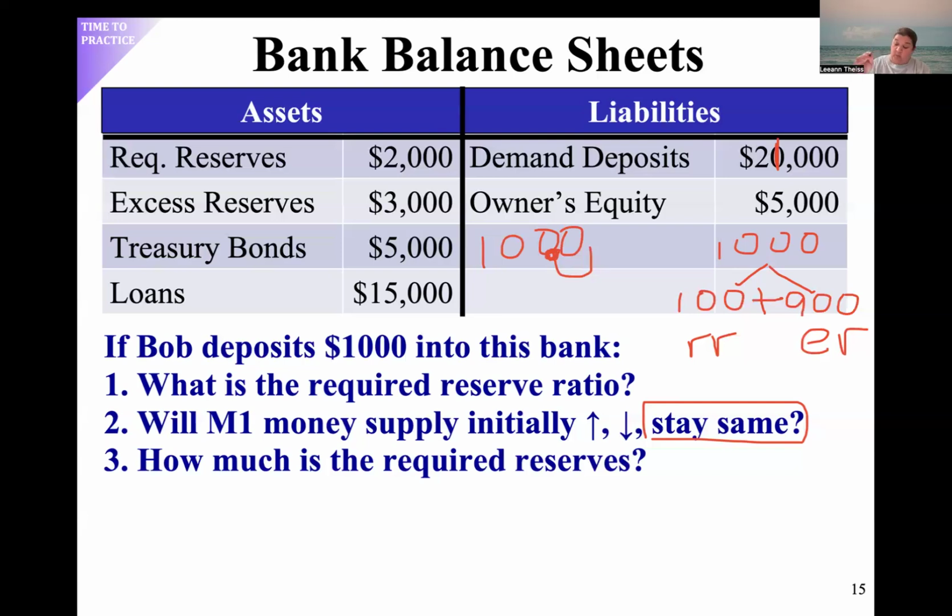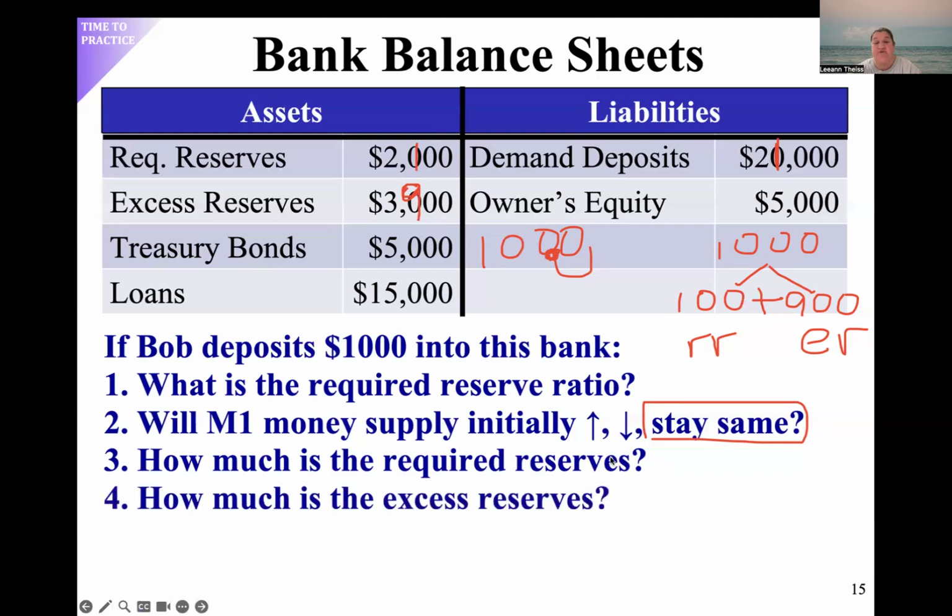So we're going to take $100 and add it to required reserves, which means now I have $2,100 in required reserves. And then I'm going to take the rest of the money and stick it over there into excess reserves. And so now I have, can you see that's a nine? $3,900 in excess reserves. So how much is the required reserves? Required reserves changed to be $2,100. And now in excess reserves, after the deposit, we have $3,900 in excess reserves.